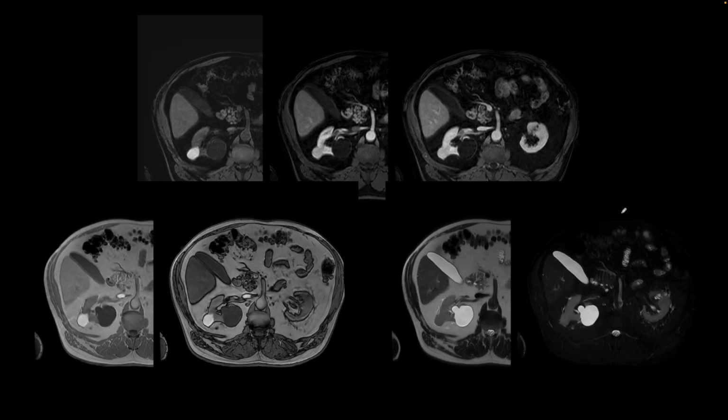Here we are looking at multiple images from an MR of the abdomen. The images on the top are contrast enhanced images, so pre-contrast, arterial and portal venous phase. Images on the bottom left are in and out of phase images, and images on the bottom right are T2 and T2 fat saturated images. So here the interesting finding is that we see two different kinds of renal cysts.